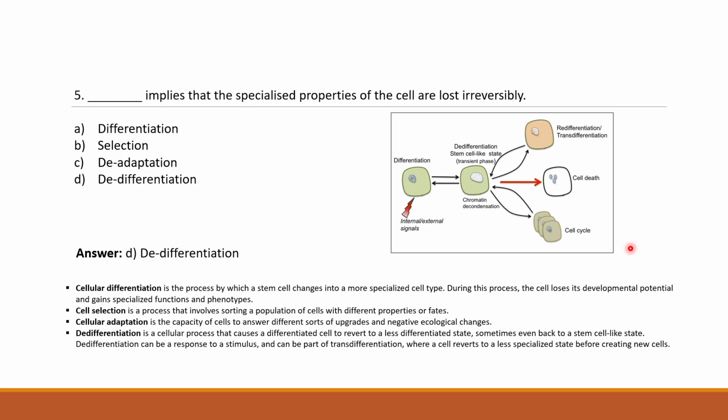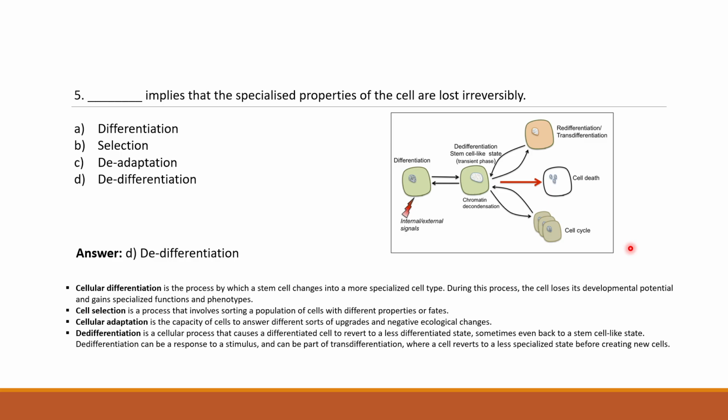Then de-differentiation is a cellular process that causes a differentiated cell to convert back to a less differentiated state, sometimes even back to a stem cell. A stem cell is a multipotent kind of cell which has the capacity to even give rise to many of the vital cell types.